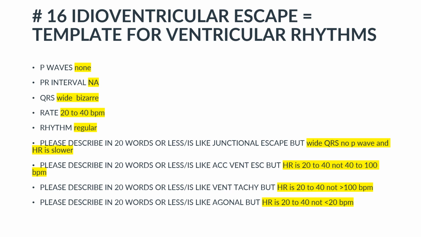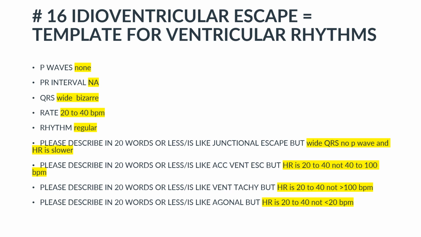All right. Why is this not accelerated ventricular escape? The only difference is the heart rate, right? Accelerated idioventricular escape, the heart rate is 40 to 100. Idioventricular escape is 20 to 40. Well, why is this not ventricular tachycardia? Once again, the only difference is the heart rate. Idioventricular escape, the heart rate is 20 to 40. Ventricular tachycardia is greater than 100.